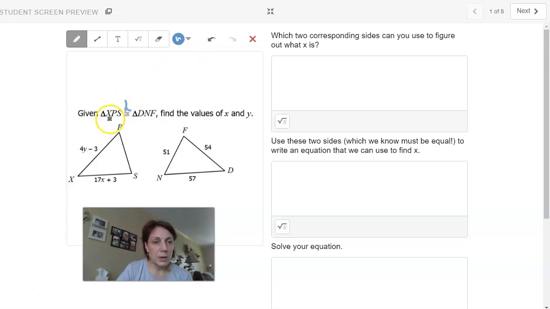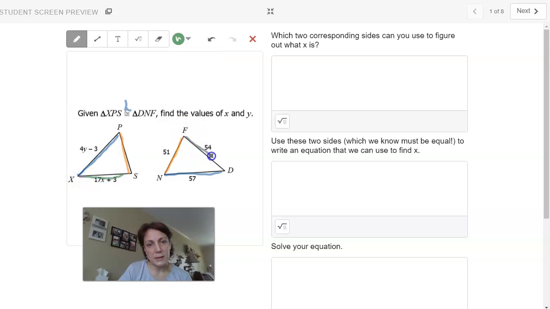So the first thing I do in all these congruency problems is I figure out which side goes with which. Okay, so let's look at these names here. XP, so side XP, that blue side right there, has to match side DN. So I'm just going to come over here and color code them, right? Remember, we know that because XP are the first two letters and then D and N are the first two letters. So I'm going to change colors. That means, let me look here, P and S. So this side has to match NF. So I'm going to mark that side. And then that only leaves me with one side, so I'll pair them up.